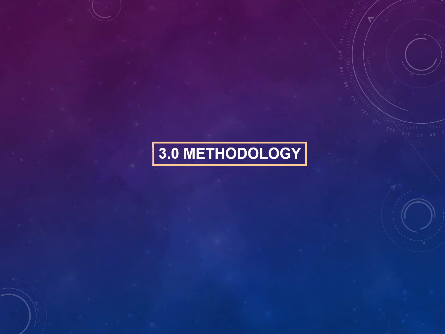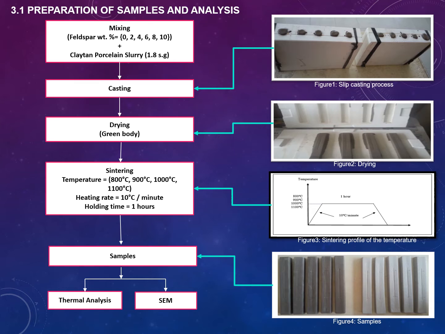This is my methodology: preparation of samples and analysis. Firstly, feldspar at different weight percentages of 2, 4, 6, 8, and 10 was mixed with the CLAYTAN porcelain slurry. CLAYTAN porcelain slurry has a specific gravity of 1.8. Figure 1 shows the slip casting process after the feldspar and CLAYTAN were mixed.